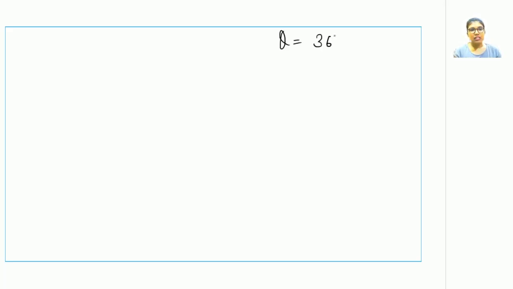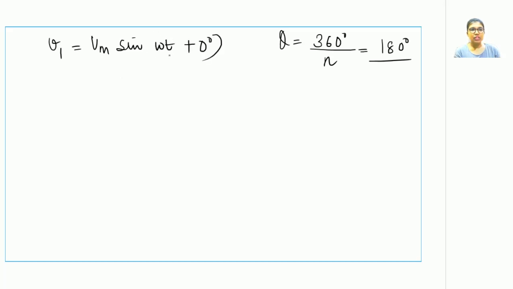In that case, what will be the value of theta? It will come out to be 180 degrees. So for two phases, we will have two values of voltages. V1 will be given as Vm sine omega t plus 0 degree, because that would be the reference.